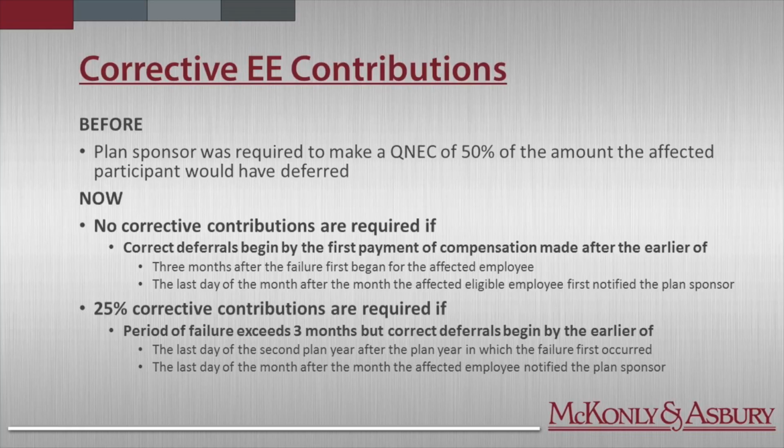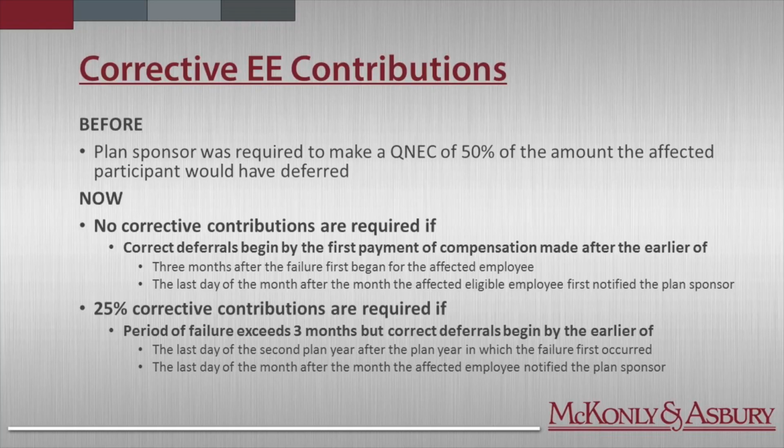So what this new guidance is saying is that now there's kind of 2 buckets that you can fall under related to the employee deferrals. If you meet certain criteria, you are allowed to not make any corrective contributions from the employee's deferral. So in order to do so, the employer has to discover it within 3 months of the first failure and correct it by that time. Or if the employee discovered it and notified the plan sponsor, they have until the last day of the following month. So if you meet the earlier of those, then you don't need to make a corrective contribution.